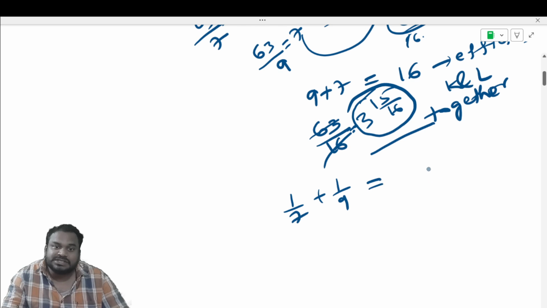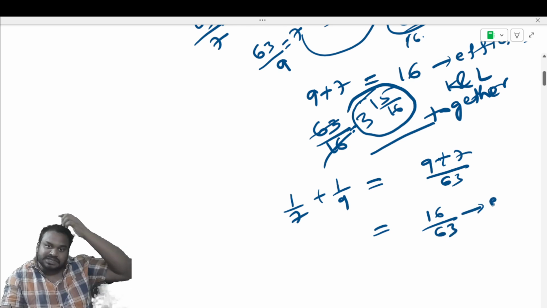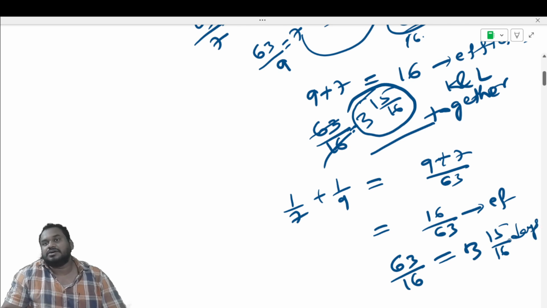Then the net efficiency will be 9 plus 7 divided by 63, which is 16 divided by 63. This is the net efficiency. But the reciprocal of efficiency is nothing but the time taken. So 63 by 16 is 315 by 16 days. Okay, if you solve some questions, then you'll get the clarity.